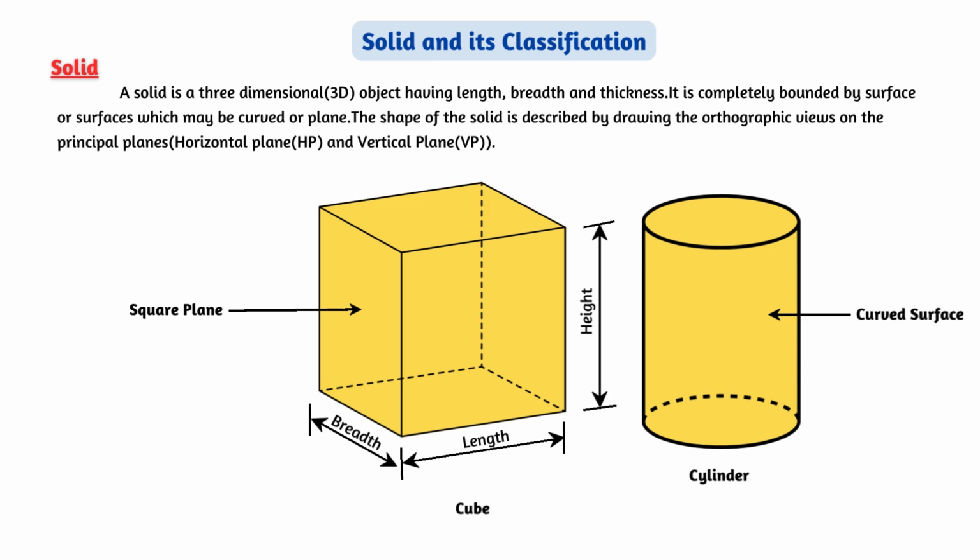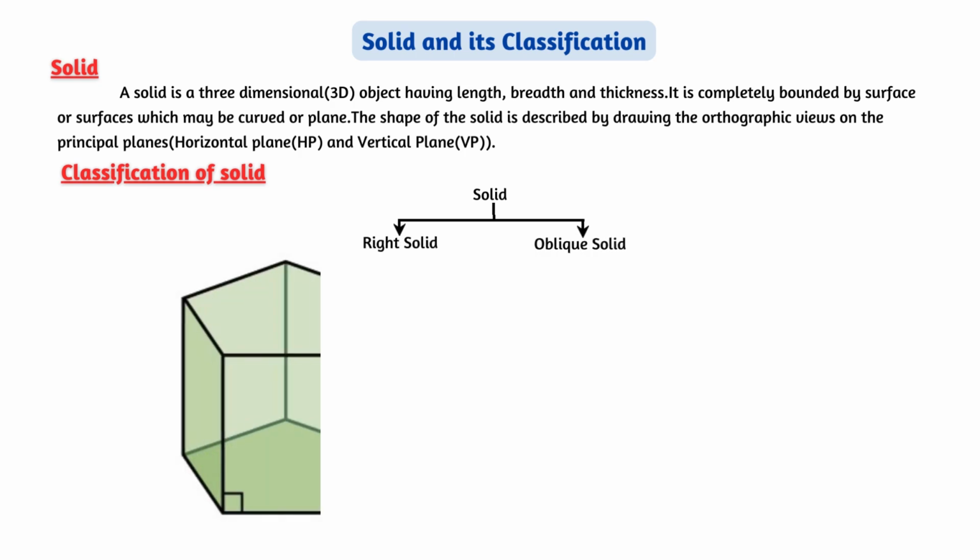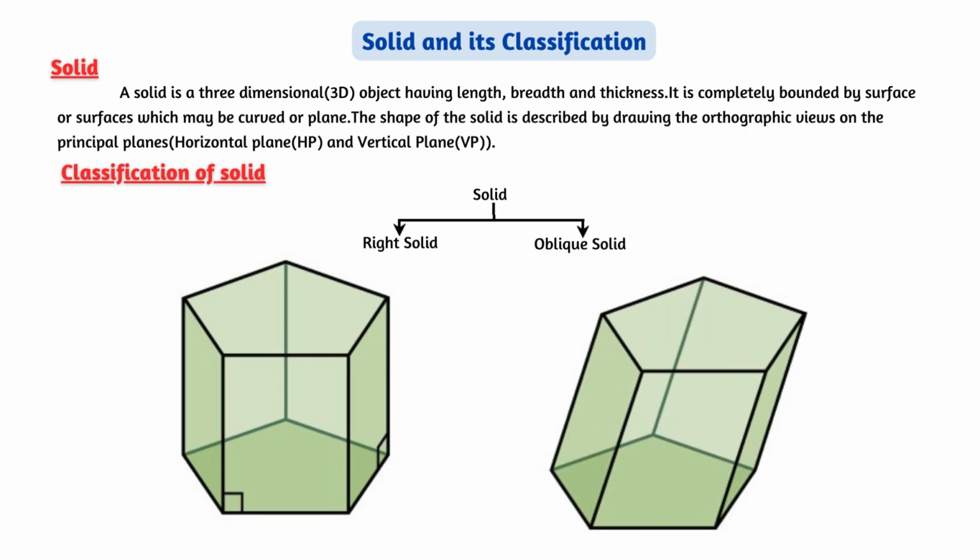Next, we will see the classification of solids. Solids are commonly classified into two categories: right solid and oblique solid. In a right solid, the axis of the solid will be perpendicular to its base, whereas in an oblique solid, the axis of the solid will be inclined at a certain angle.